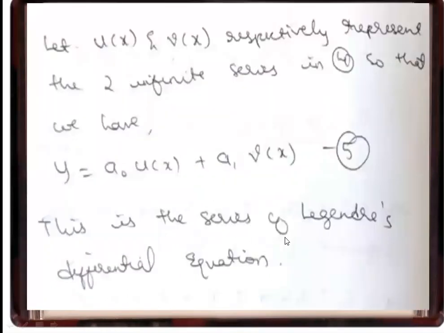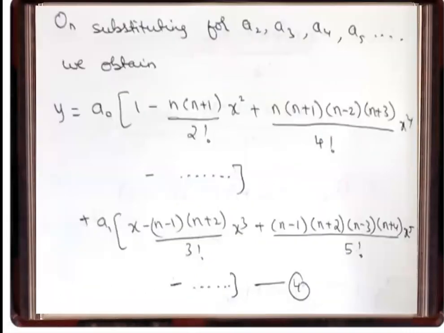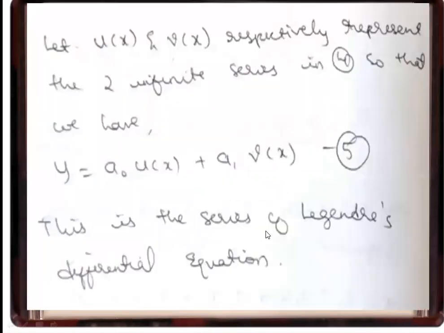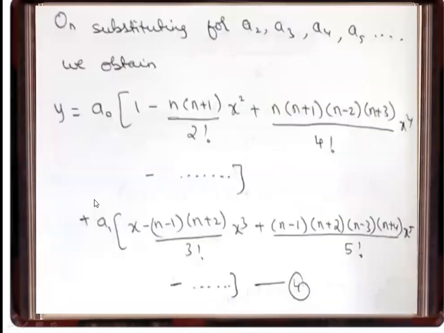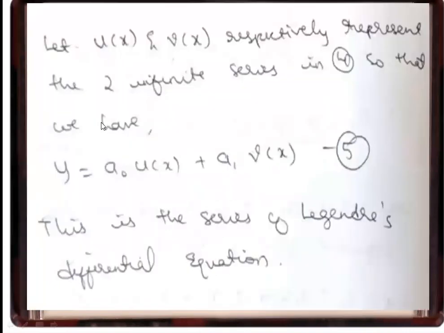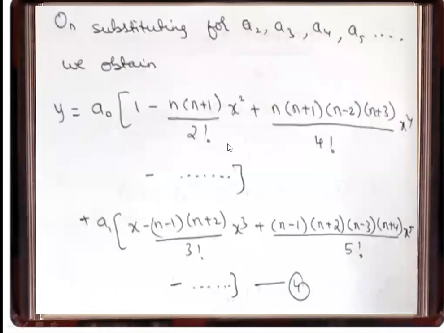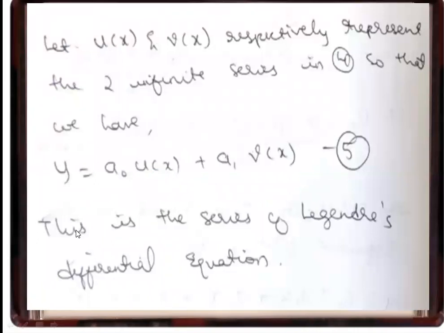Okay. So next, let u of x and v of x respectively represent the two infinite series in equation 4. So let us consider this as u of x and this as v of x, which are infinite series. So we get the solution of Legendre's differential equation in the form y is equal to a naught into u of x, this bracket I have considered as u of x, plus a1 into v of x, which is the series solution of the differential equation.